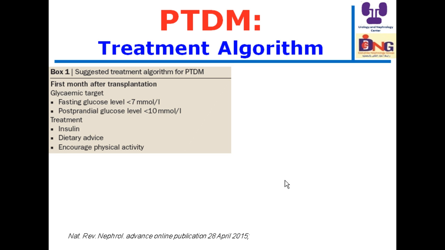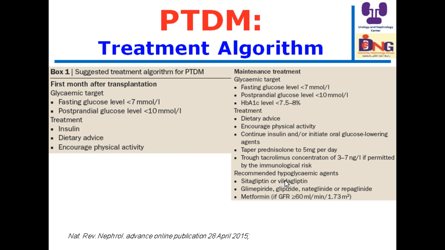strategy for diet advice. So first month after transplantation, glycemic target is fasting glucose less than 7 millimole, postprandial less than 10 millimole, treatment by insulin, dietary advice, and encourage physical activity.